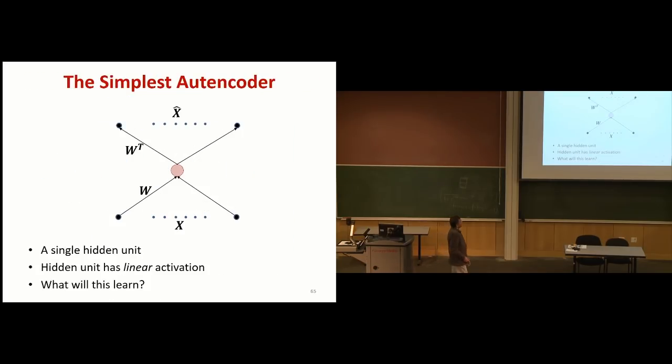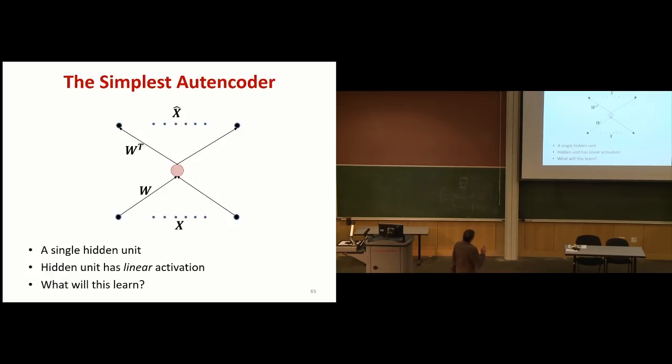Let's try to analyze these guys. Let's take the simplest possible autoencoder, and the simplest possible autoencoder has only one neuron. Specifically, to make it even simpler, I'm going to get rid of the nonlinearity in the neuron, and assume that it has a linear activation. So in this case, X goes in, this neuron computes some weighted combination of the inputs, and based on this weighted combination, it tries to reconstruct the input itself.